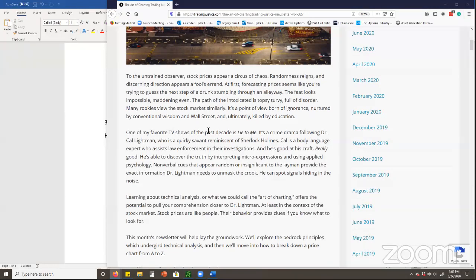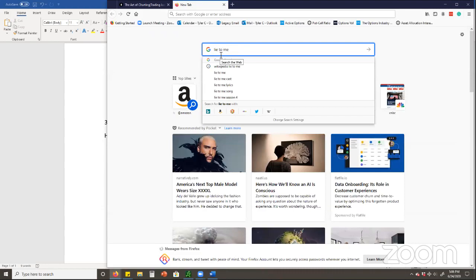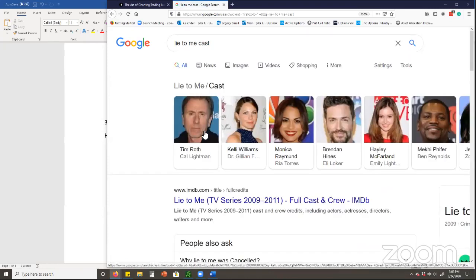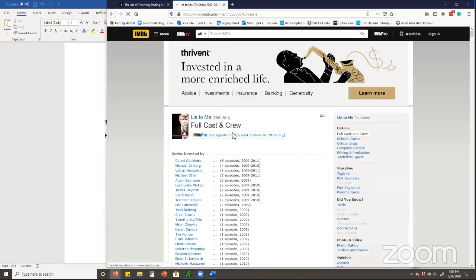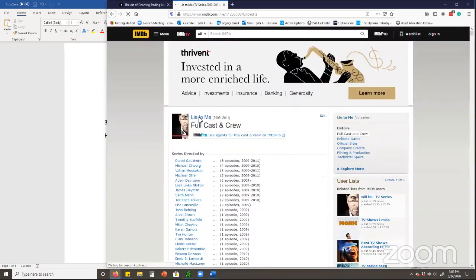has anybody ever seen the TV show Lie to Me? It's a crime drama, and I'm actually going to look it up here. I used to love this show. I don't know why it went off the air. I don't know how many seasons there were, but I love this guy, Tim Roth. He's a really good actor, and he's like Sherlock Holmes, right? I want the Lie to Me.